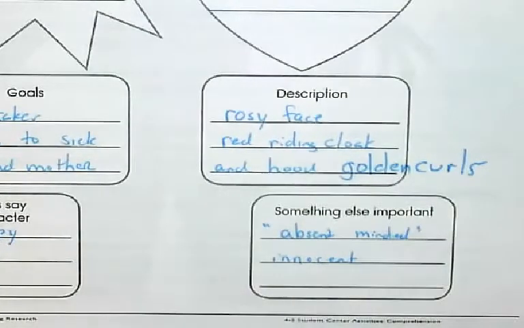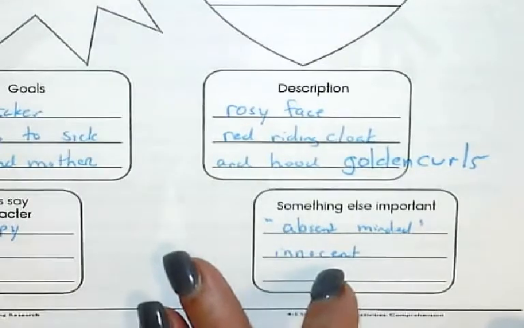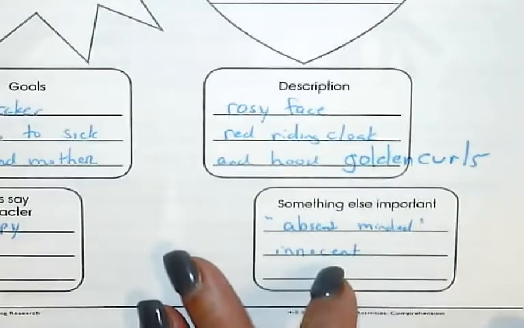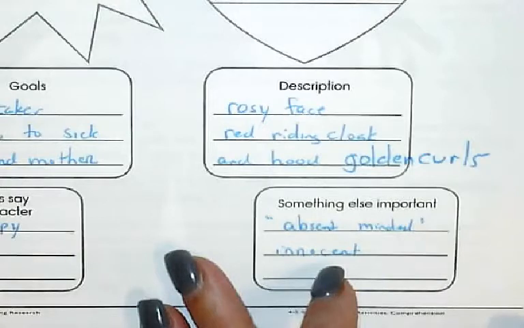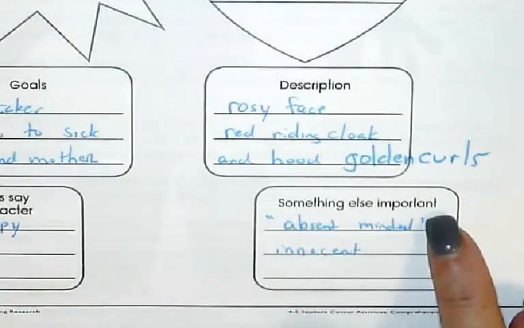So then we said, okay, is there anything else we want to say about this character? Well, somebody said, you know what, she's really innocent, talking to that wolf. You're not supposed to do that, but she was too little, she didn't know about the dangers of talking to strangers. So we said innocent. And then we said she was absent-minded because she lost track of what her job was, which was to get to Grandma's as fast as possible. She was just looking at the trees and the flowers and in her own little world.